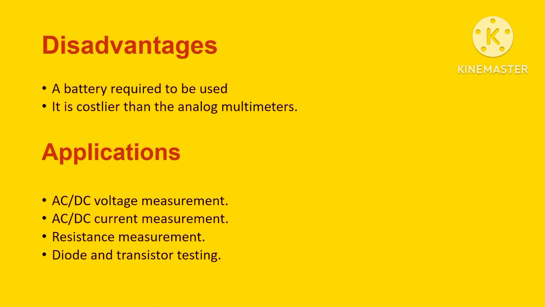Then next, what are the different applications of a digital multimeter? First, it can measure AC or DC voltage. Then next, it can measure AC or DC current. Then next, it can measure resistance. Then next, to test a diode or transistor, the digital multimeter is used. These are the different applications of a digital multimeter.